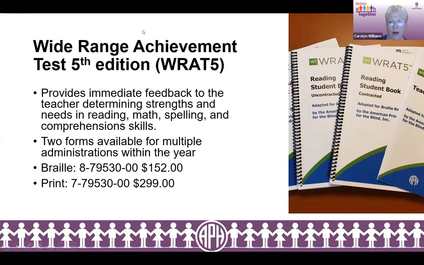This is the Wide Range Achievement Test. On the right, you'll see a picture of the student books. There's a reading student book contracted and uncontracted, a math contracted and uncontracted. In the math, you will find everything has been transcribed in UEB Math Science as well as UEB with Nemeth so that it meets the needs of any student that would happen to walk into your classroom, hopefully. Okay, the next slide, Emily.